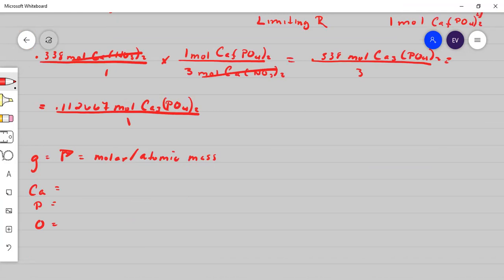So calcium is 40.078. There's 3 calcium, so 3 times 40.078. In this compound, there are 2 phosphorus, so that's going to be 2 times 30.9737. Remember, I told you guys I'm doing this in real time with you. And then there's 8 oxygens, which is 8 times 15.999. Okay, get these guys all multiplied out.